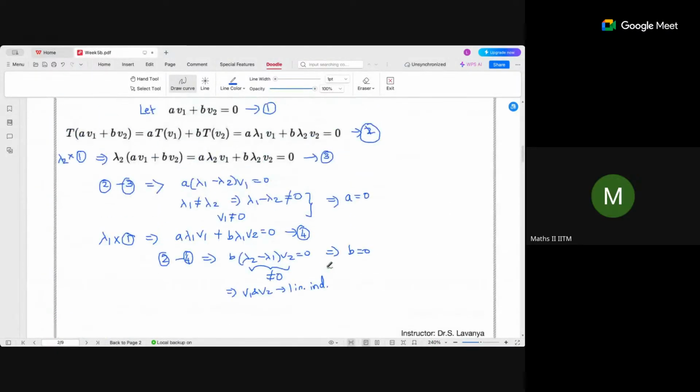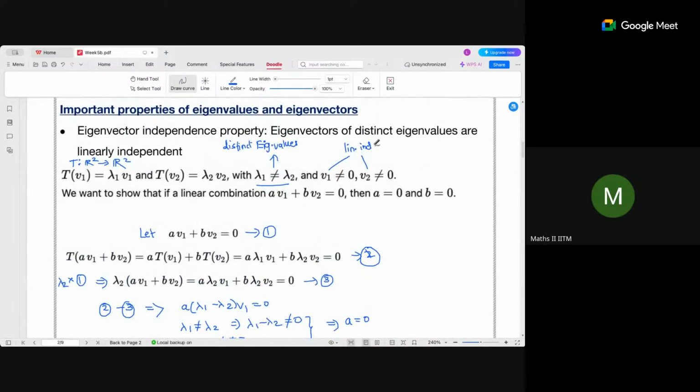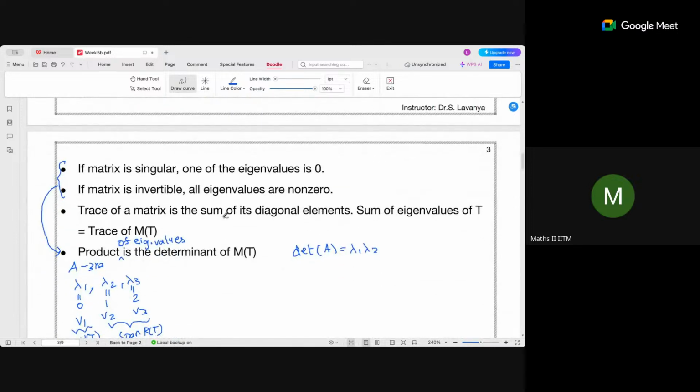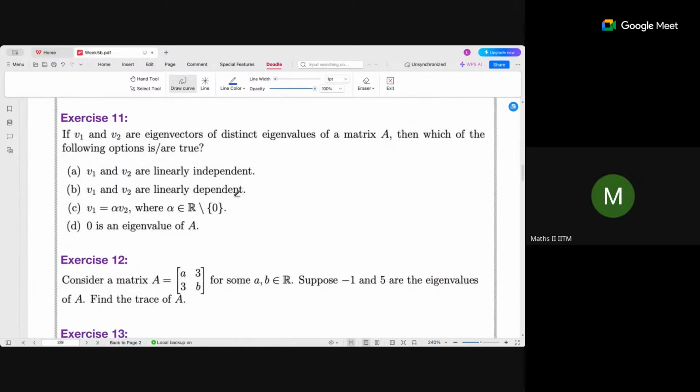All right. So, what are the important properties we have seen? The first one is that eigenvectors of distinct eigenvalues are linearly independent. And then, determinant is equal to product of eigenvalues and trace is equal to the sum of eigenvalues, and because of this, the matrix is singular if and only if you have a zero eigenvalue, and invertible if and only if all eigenvalues are non-zero. Okay. So these are some important properties. Now, this is a very straightforward question.